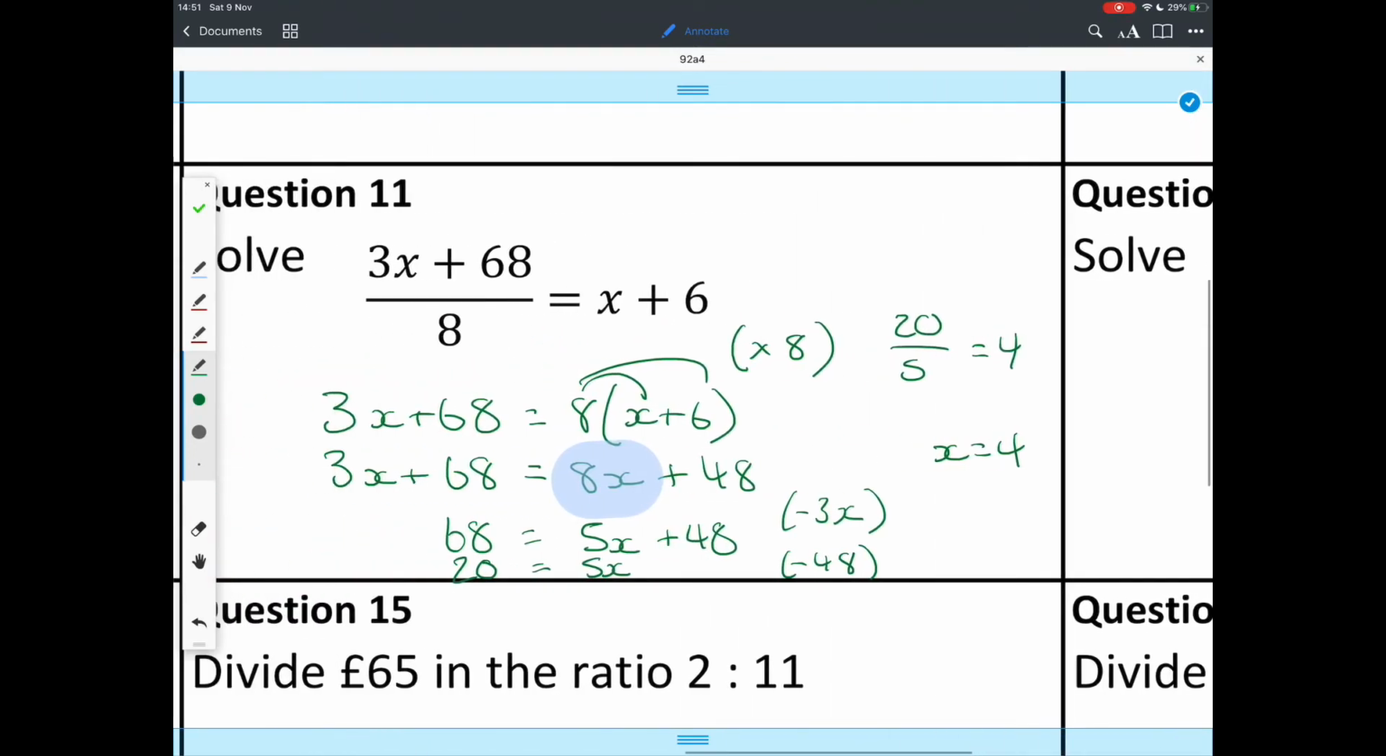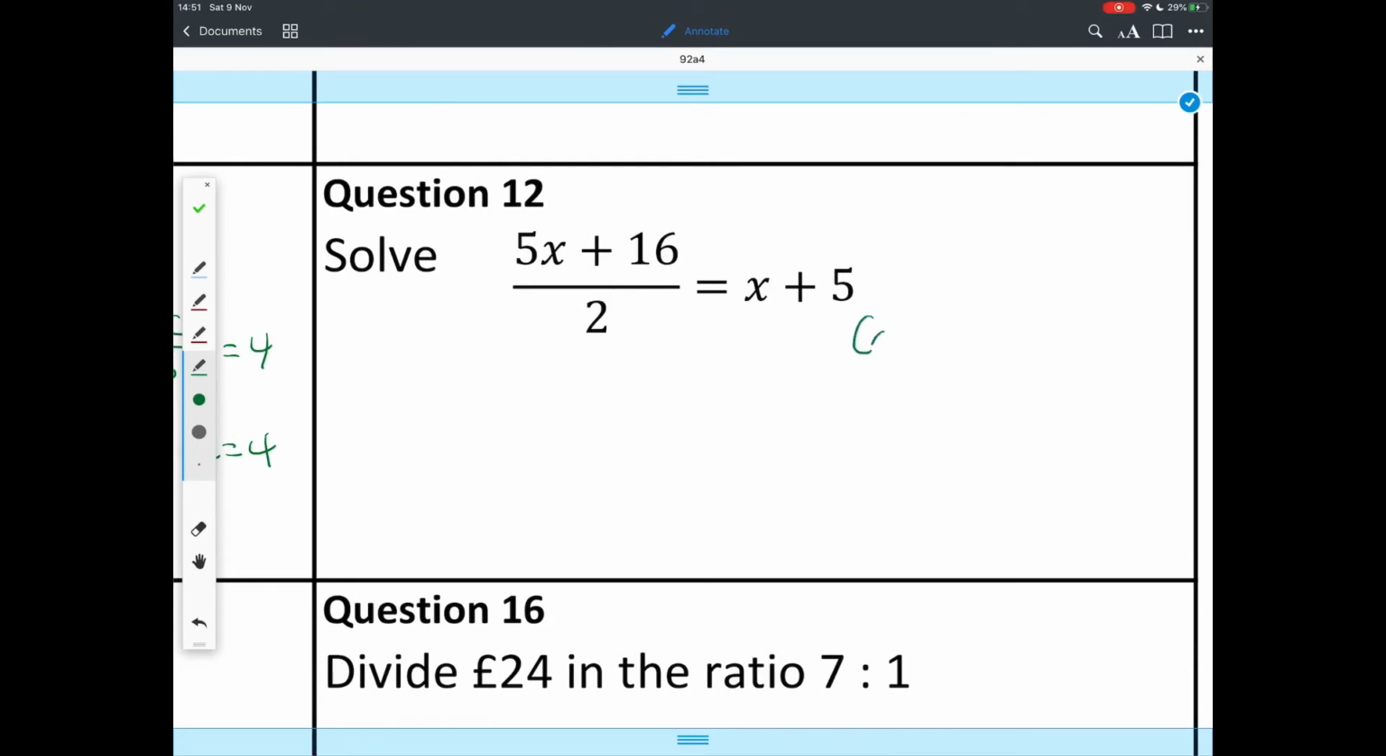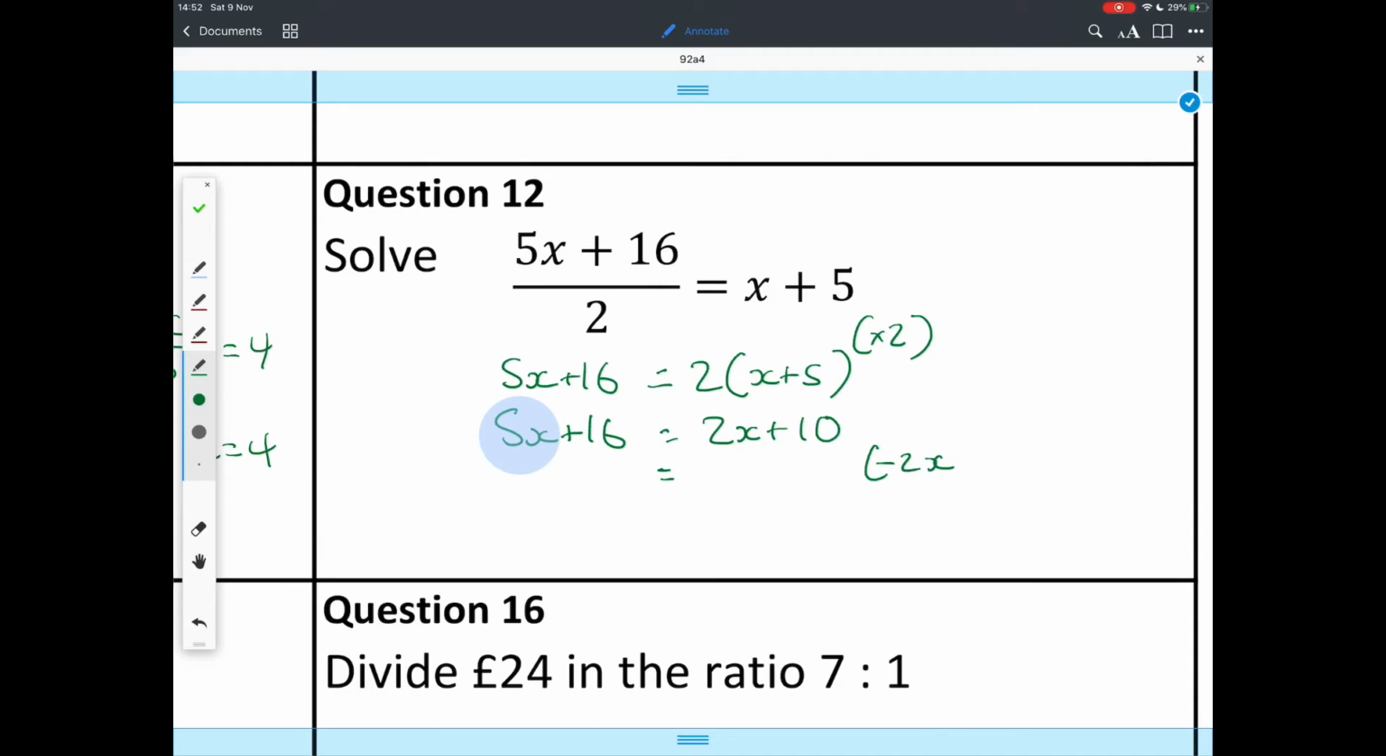Exactly the same process with this. You'll see they're both in the exact same format. So I'm going to times by 2, which will give me 5x plus 16 equals 2 lots of x plus 5. Multiplying out the brackets, I get 2x plus 10. This time I've got more x's on this side, so I'm going to take away 2x, which gives me 3x plus 16 equals 10. I can then subtract 16 from both sides, which gives me 3x equals negative 6, and x therefore is negative 2.